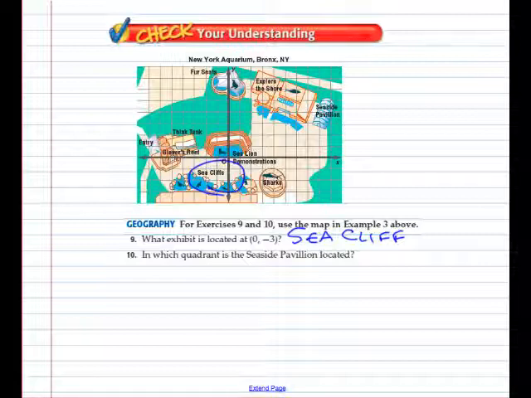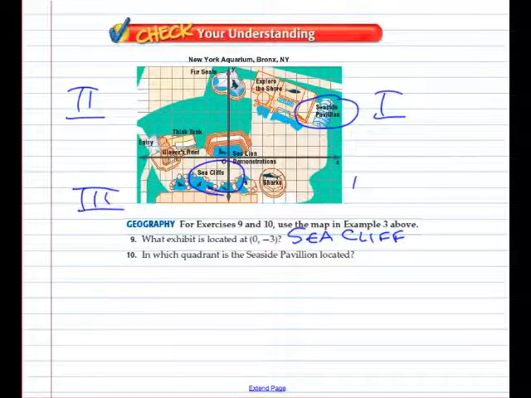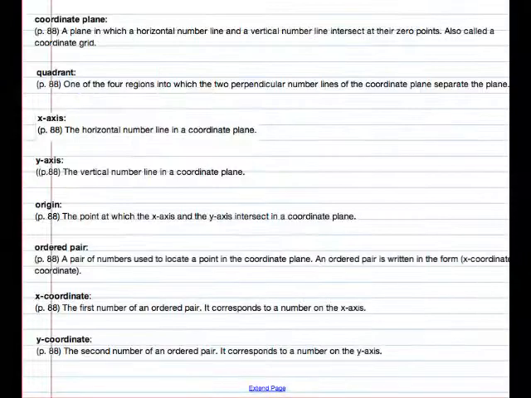In which quadrant is the Seaside Pavilion? We look for the Seaside Pavilion. We find it over here. This would be quadrant 1. Remember, it's quadrant 1, quadrant 2, quadrant 3, and quadrant 4, counterclockwise.